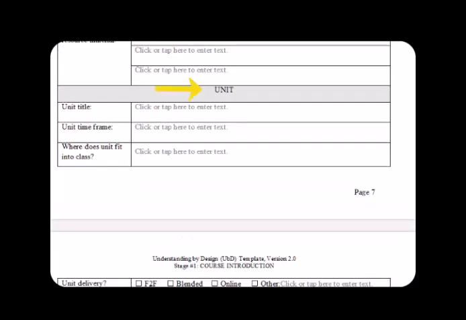You must also get your unit information. You would include the title of your unit, the time frame of your unit, how long will your unit last, where does your unit fit into the course, how is your unit significant in the course, will your unit be face-to-face, fully online, or blended?